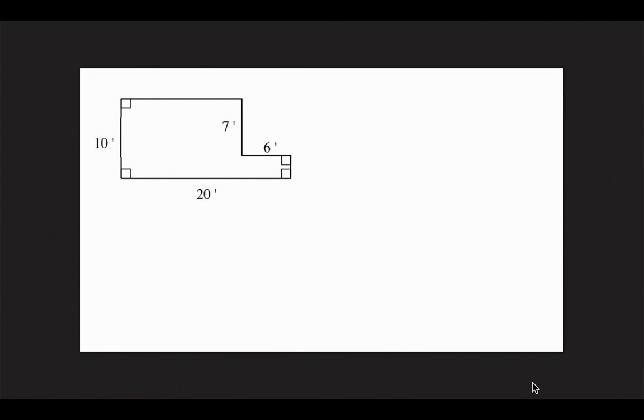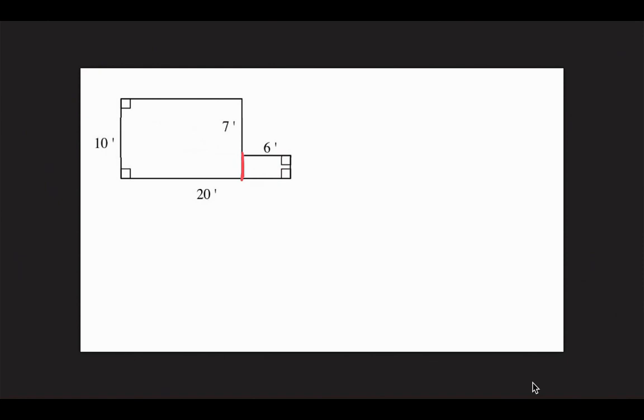Here, when we look at this one, we see that we have 20 feet, 6 feet, 7 feet, and 10 feet. And I have this weird looking shape. And when I think about it, I know that I have two shapes combined. So there are two ways we can do it. Either one will result in the same answer, but we can kind of decompose it that way, or we can do it that way. This is the way that I'm going to show you how to solve it.